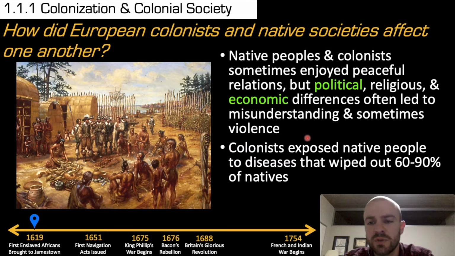The colonists exposed the native people to diseases that wiped out anywhere from 60 to 90% of natives. I had mentioned the 95% figure earlier. That was the upper estimate by historians, but the lower estimates were 60%. So historians say that disease had wiped out at minimum 60% of almost all native nations.